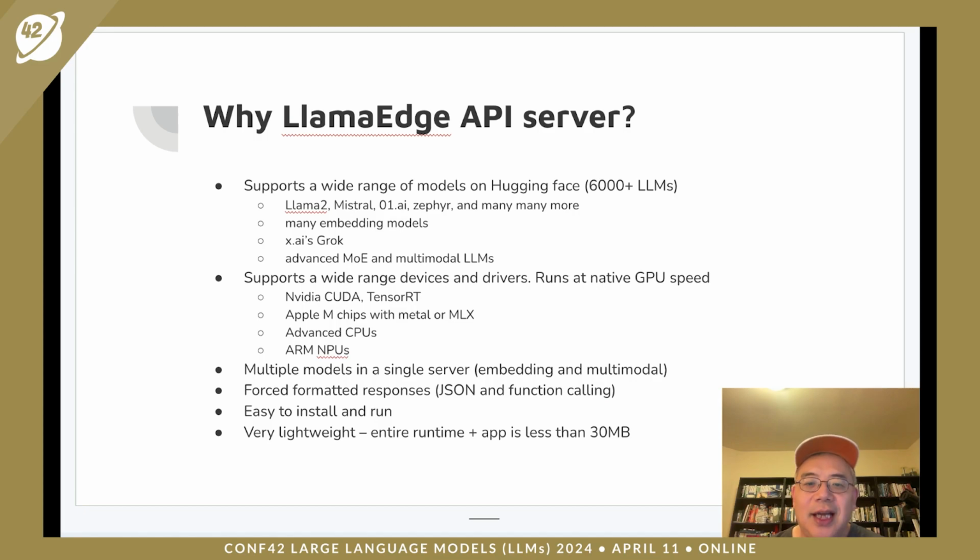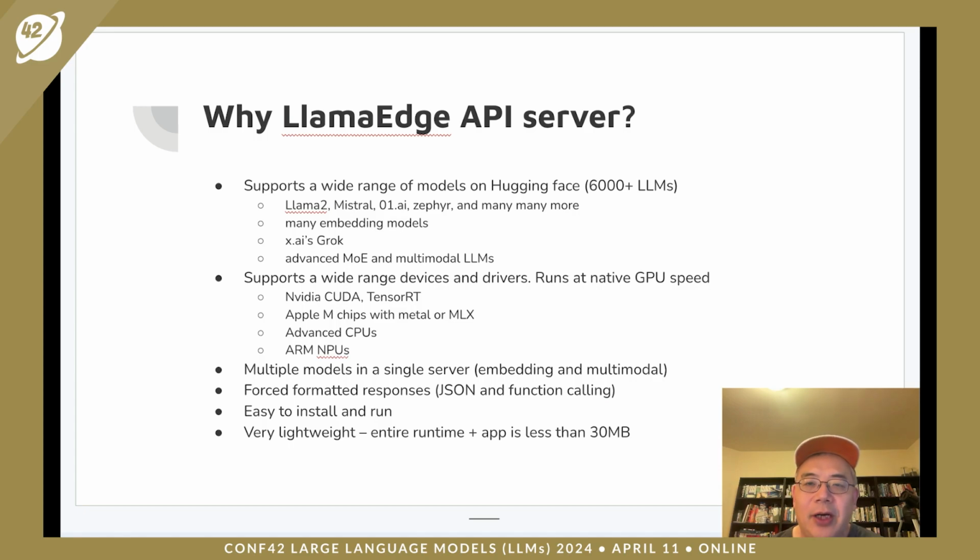It can also do things like function calling by forcing the output to be JSON. That's something that needs coordination between the model itself, the prompting, and the model runtime. Meaning that the model runtime would have to force the output to pass a certain grammar check. For instance, it has to be valid JSON, right? And as you can see, it's very easy to install and run. It's just one line of command, and I highly recommend you to try it out.